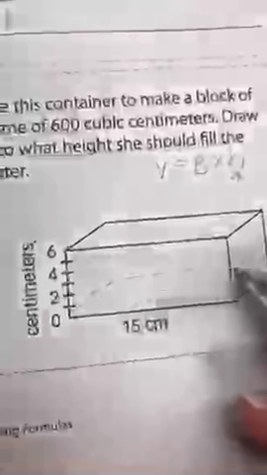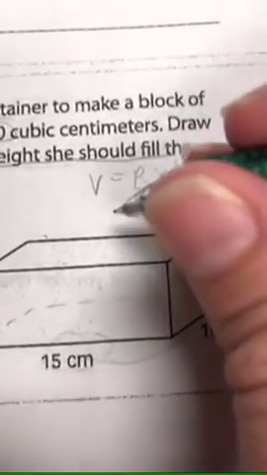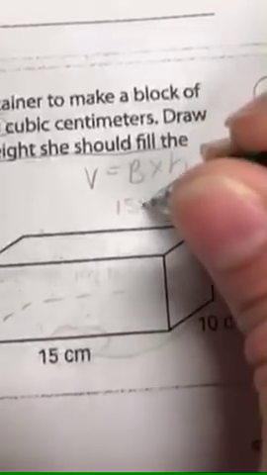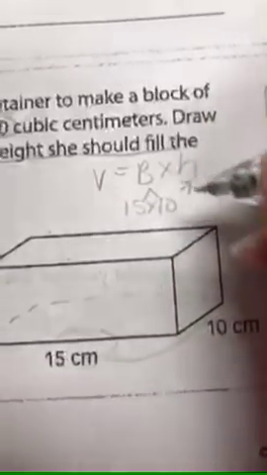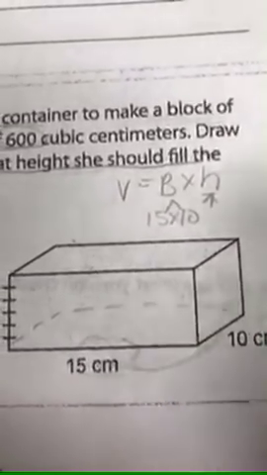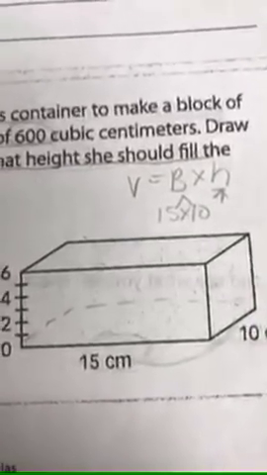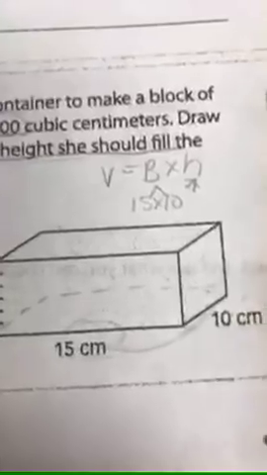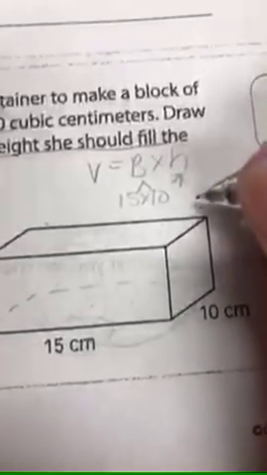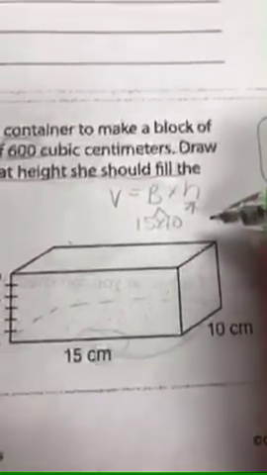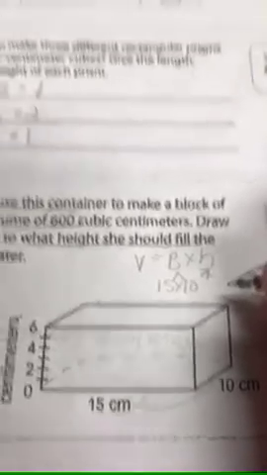So 15 times 10 is going to give you the base. Or your length times your width is also going to give you the base. Same difference. So 15 times 10 is what? Right, 150.